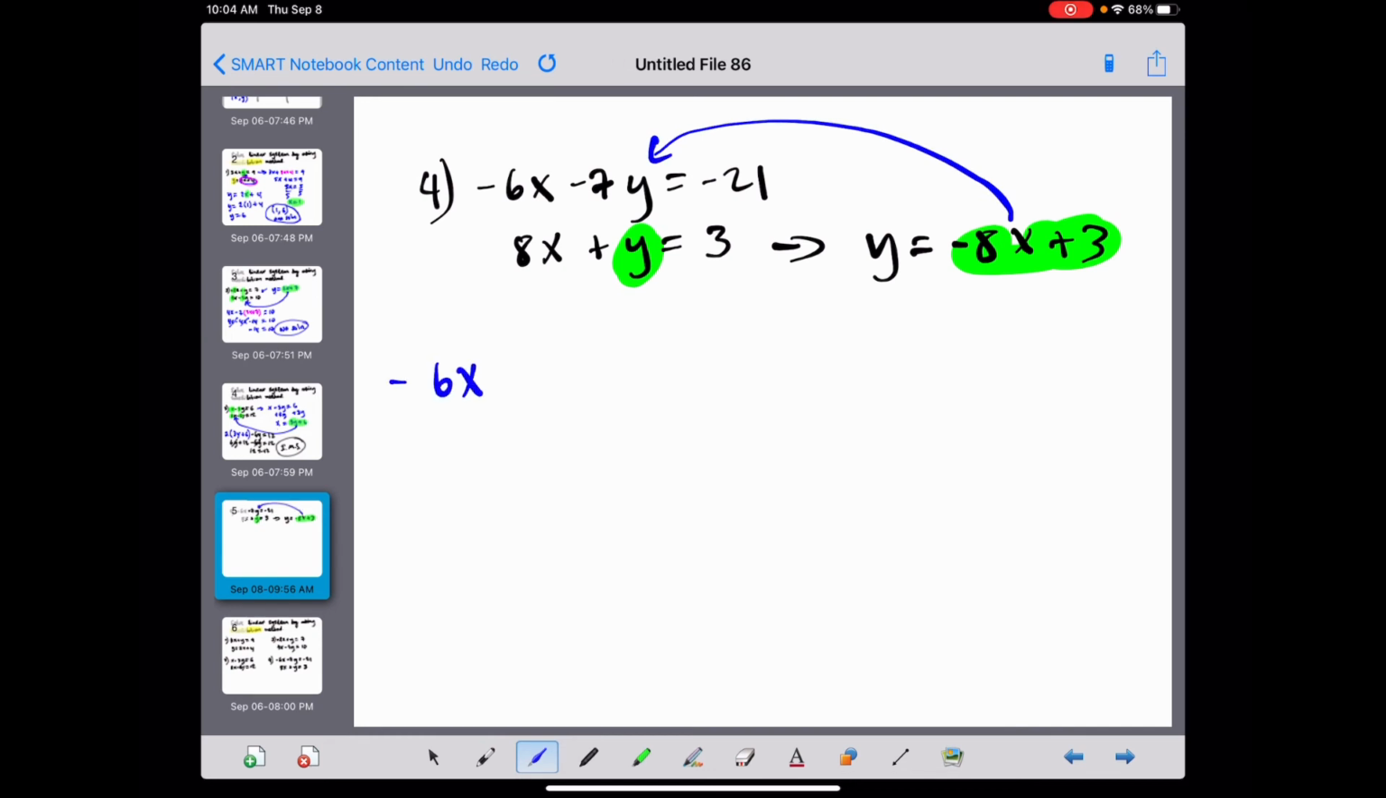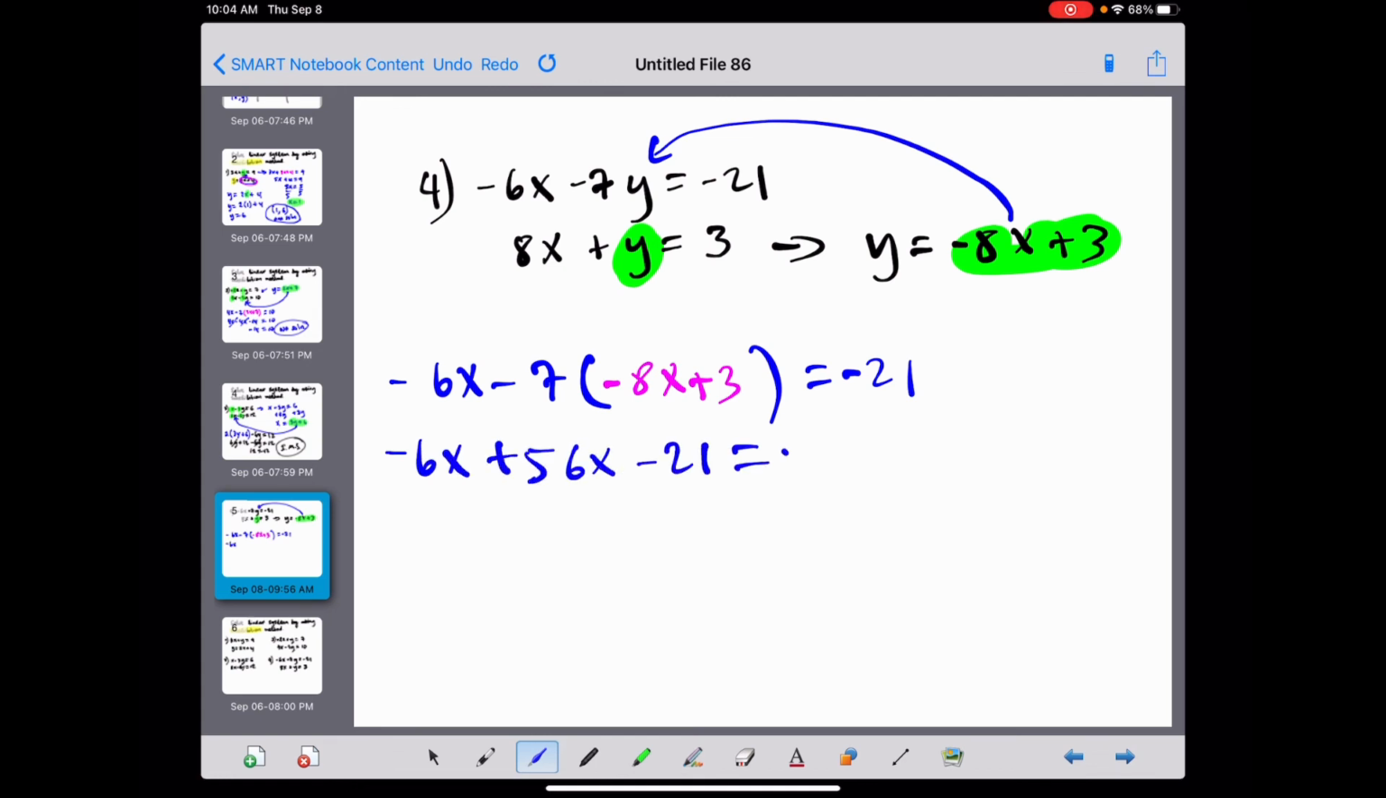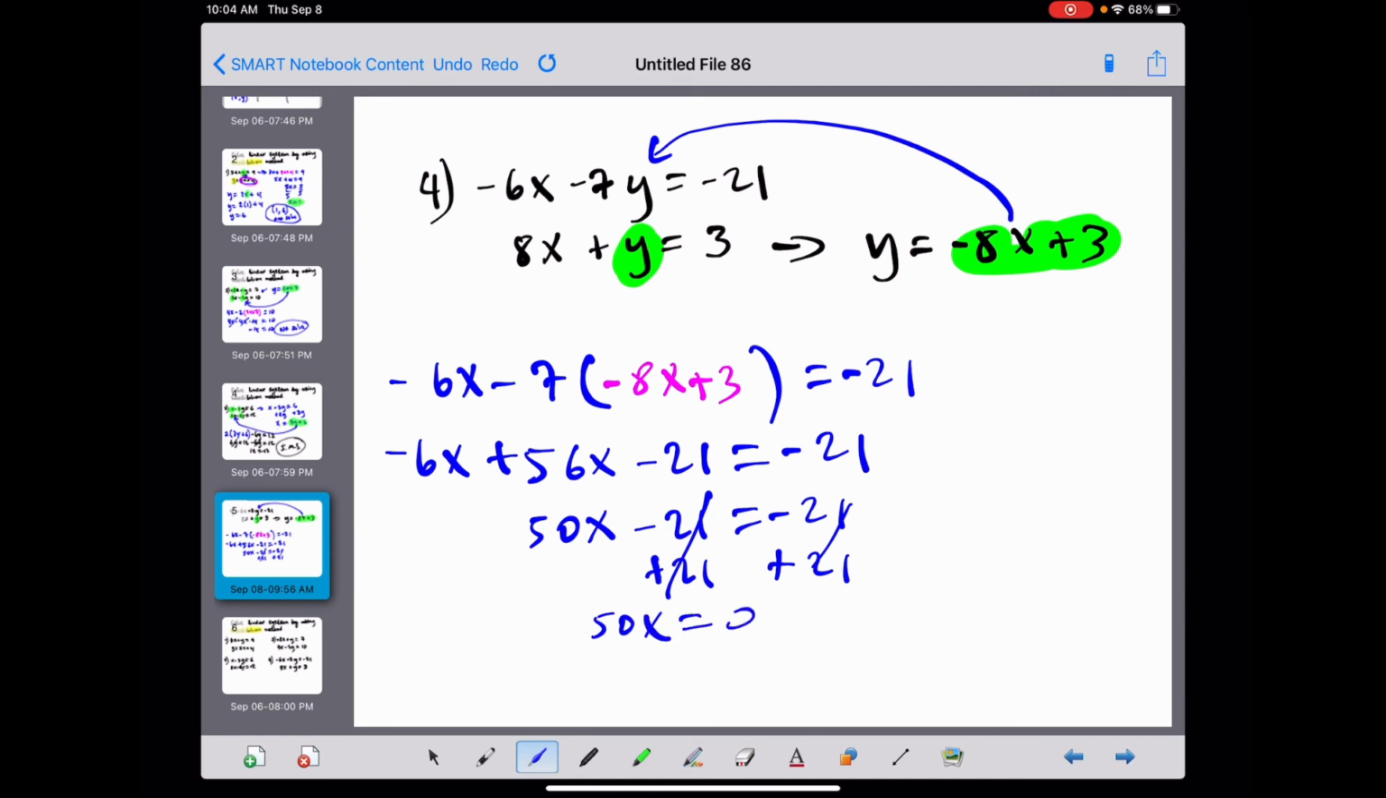So negative 6x minus 7y, but for the y part, I'm going to replace it with negative 8x plus 3, equals negative 21. So negative 6x plus 56x minus 21 equal to negative 21. So this is going to give us positive 50x minus 21 equal to negative 21. Add 21 to both sides. This cancels out. Then I get 50x equal to 0. Divide both sides by 50. x equal to 0.